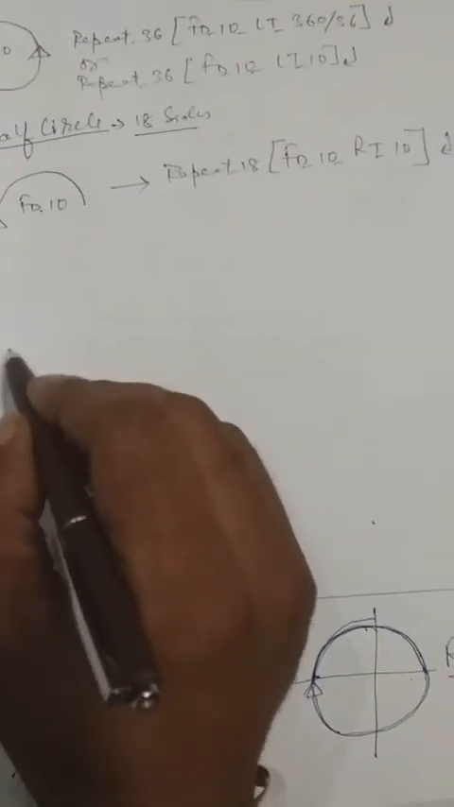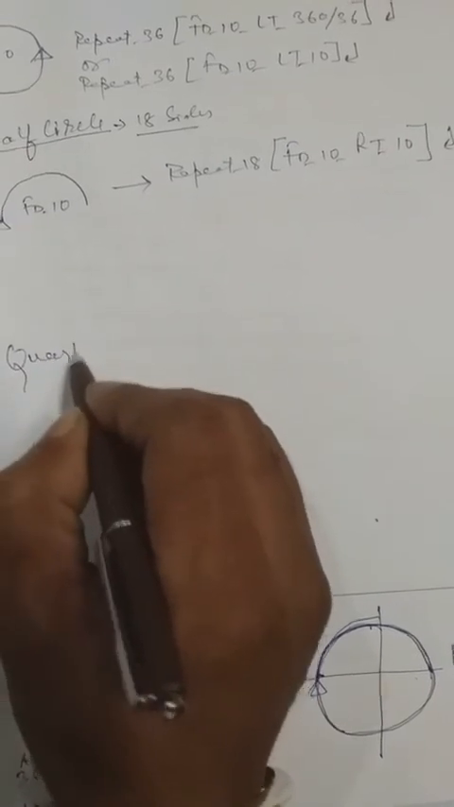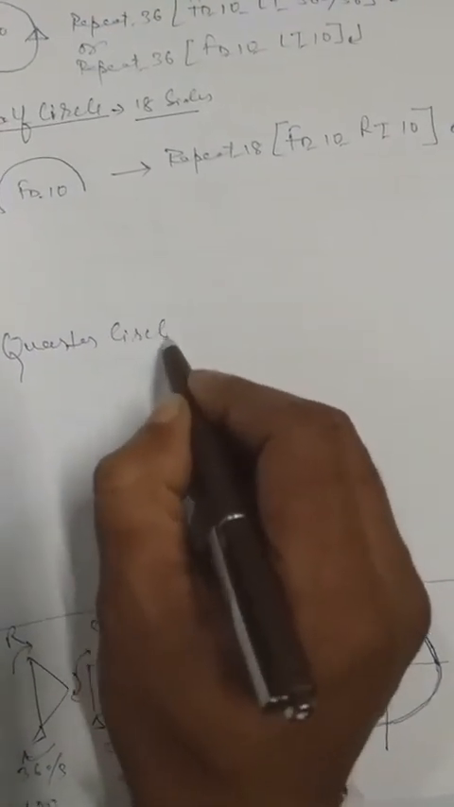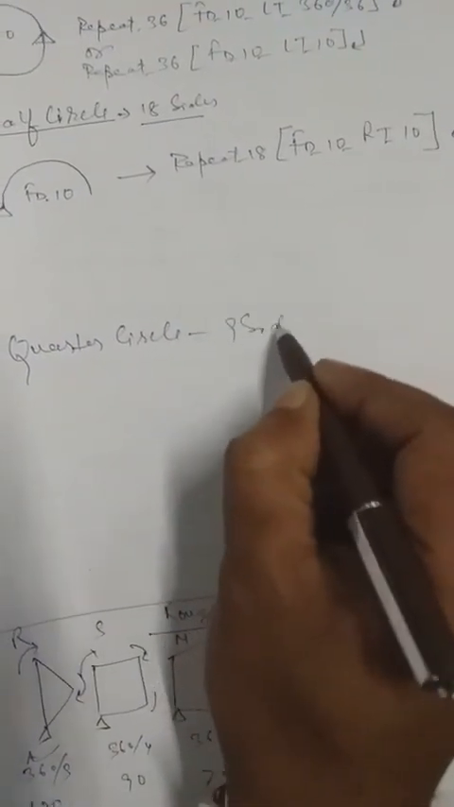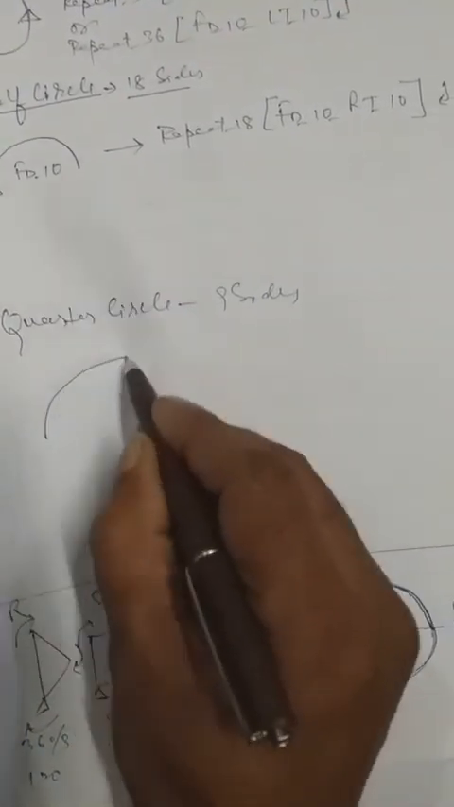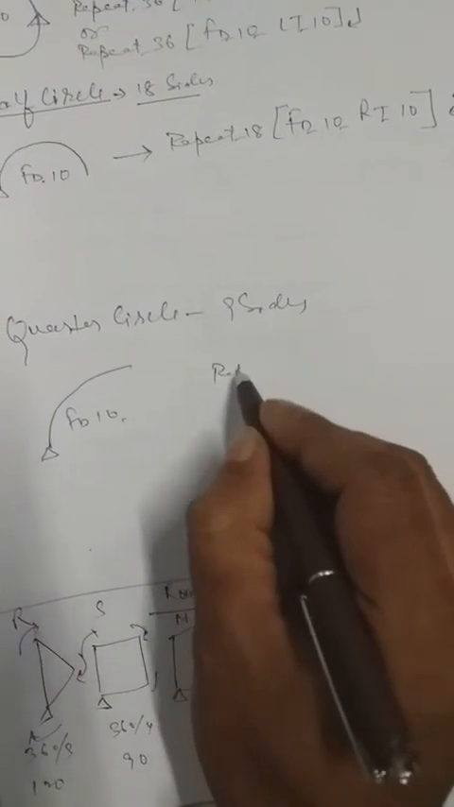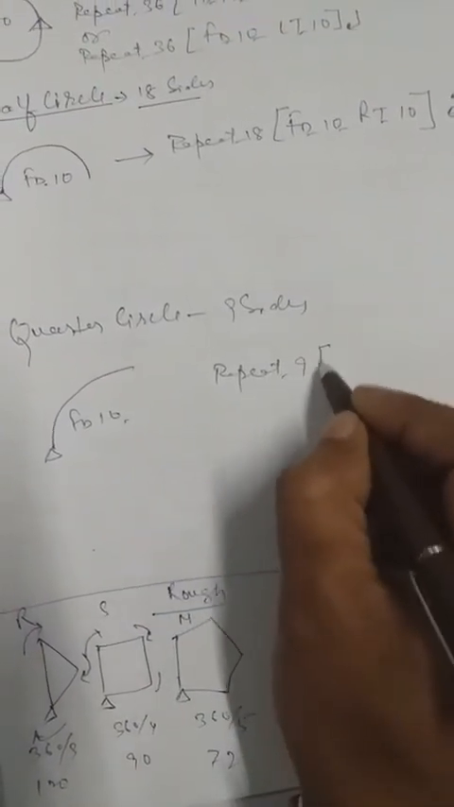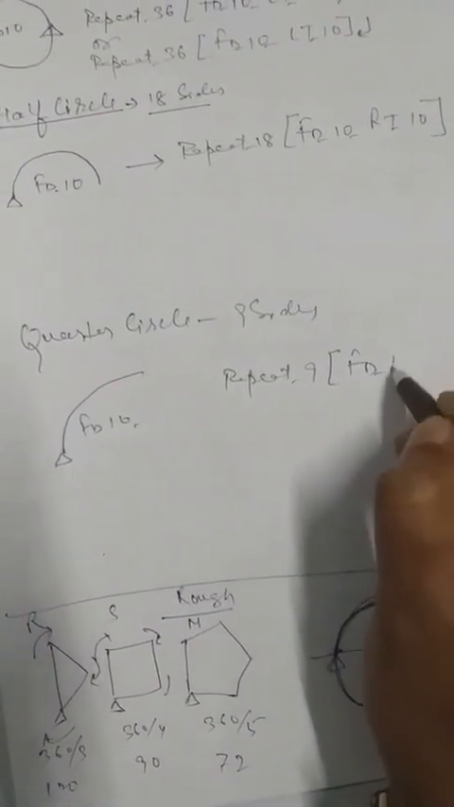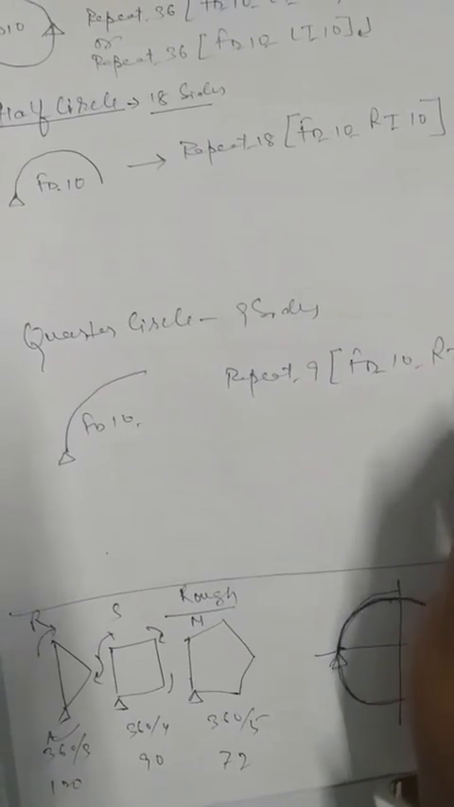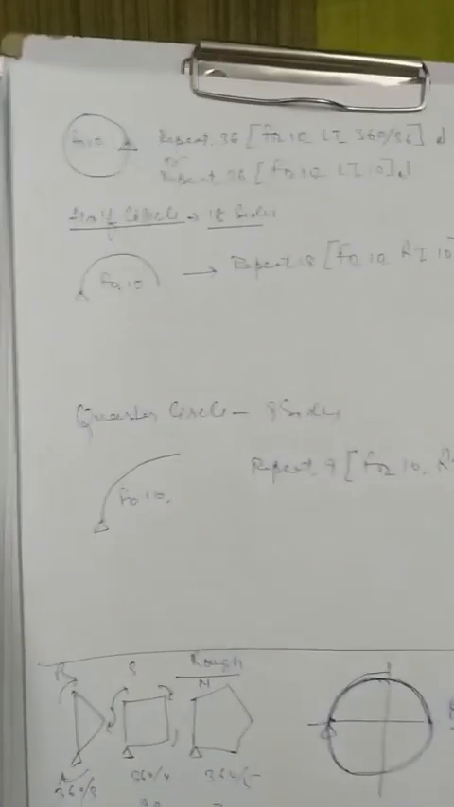And if you are drawing a quarter circle, there are 9 sides in the quarter circle. This is your quarter circle. FD10. So if there are 9 sides, we will write repeat 9, FD10 and RT10, because here also in the quarter circle the turns are the same.